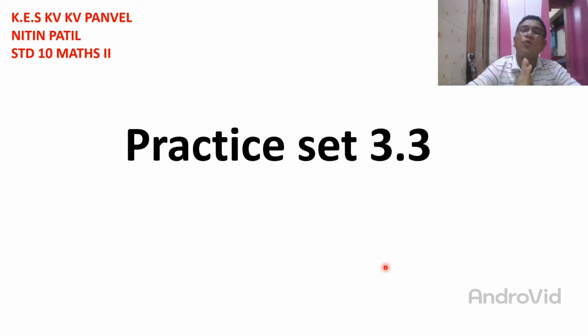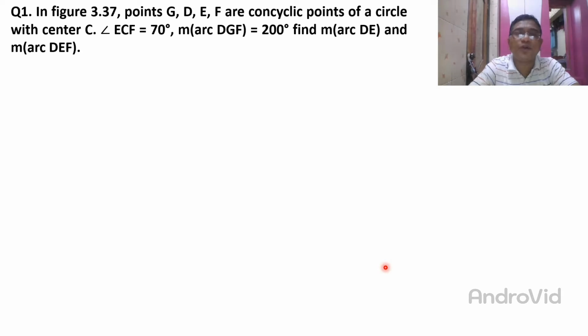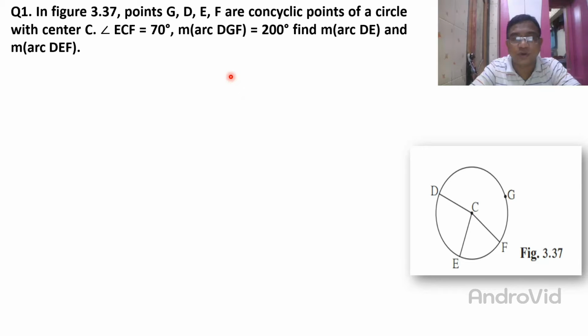Students, today we are going to start practice set 3.3. In practice set 3.3, the first problem can be seen on the screen. In figure 3.37, G, D, E, F are concyclic points on a circle. Concyclic means the points lie on the circumference with center C. Angle ECF is 70 degrees. Major arc DGF is 200 degrees. Find major arc DE and major arc DEF.